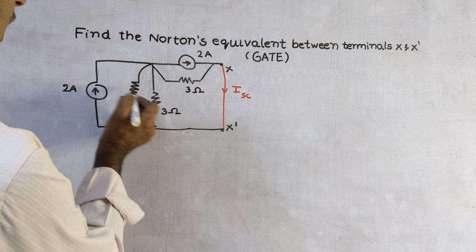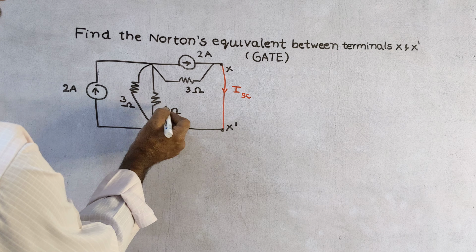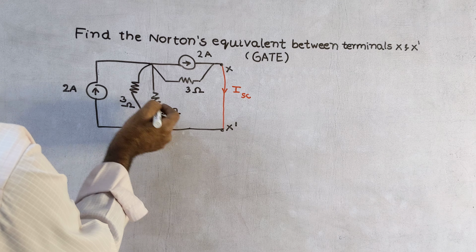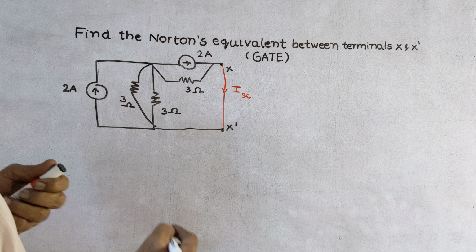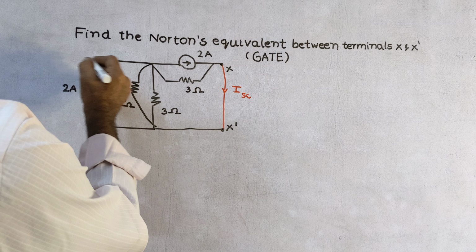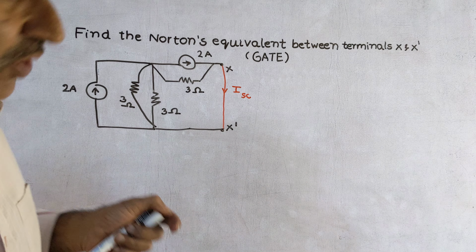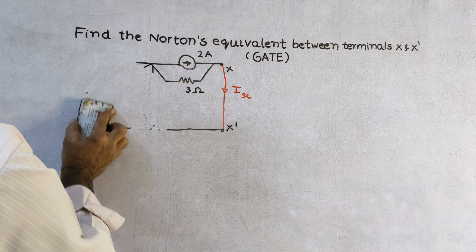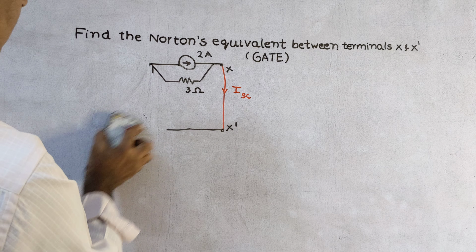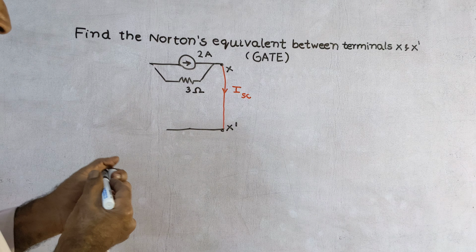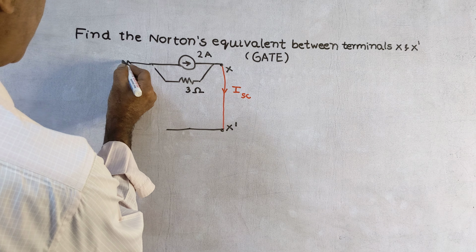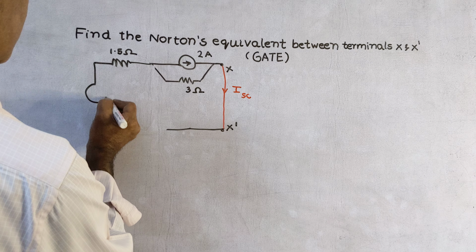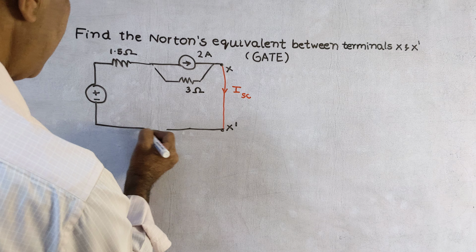Next is 3 and 3 in parallel, so 1.5 ohms. So the 2 ampere source in parallel with 1.5 ohms is converted to 3 volts in series with 1.5 ohms.